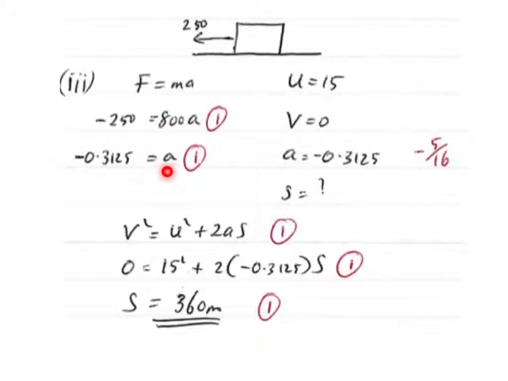The new deceleration is 0.3125 meters per second squared, so u is 15, the final velocity is 0, the acceleration is minus 0.3125, find s. v squared equals u squared plus 2as, giving us an s of 360 meters.